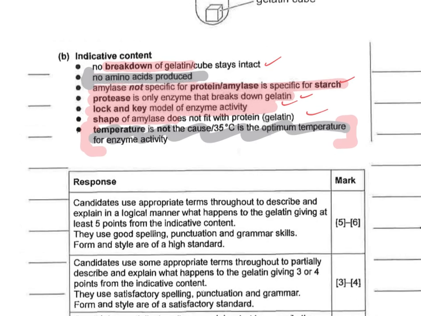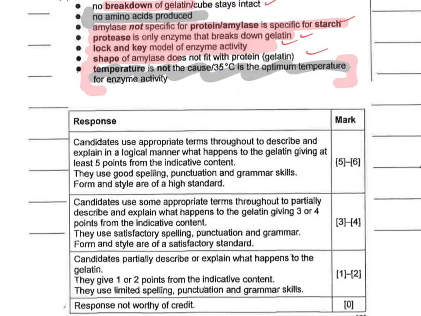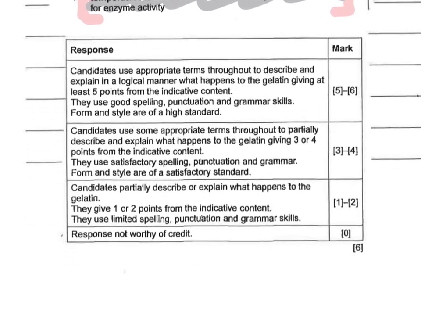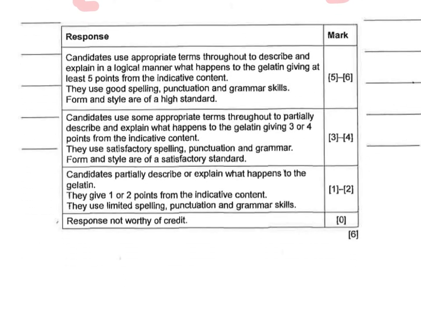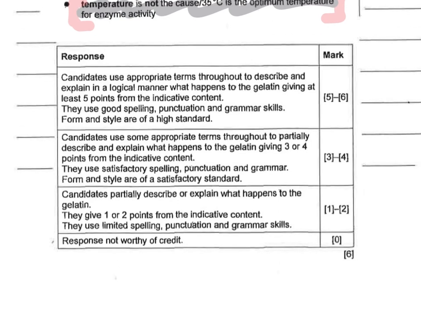So what happens when the examiner's marking this in your exam? They will have a list of points, and they'll give you a tick for each point that you make fully. And then they'll count them up. So in this case, we had talked about 5. So which band are we in? Well, candidates use appropriate terms throughout. So we talked about active site, and we've talked about substrates and things like that. And explain in a logical manner what happens to the gelatin, giving at least 5 points. So we definitely got 5 points there. And if you'd used good spelling, punctuation and grammar, you would have got 6.